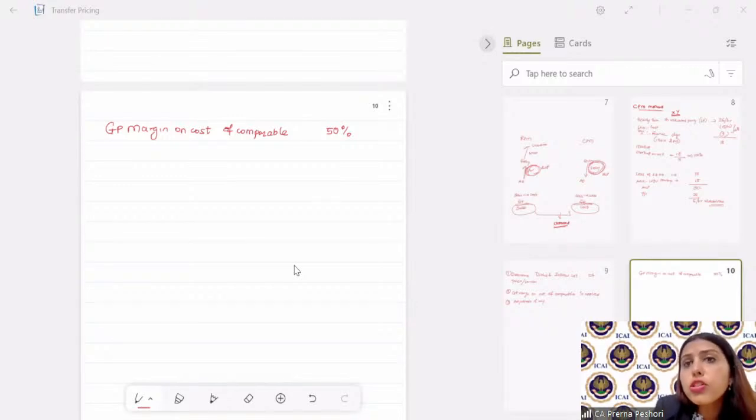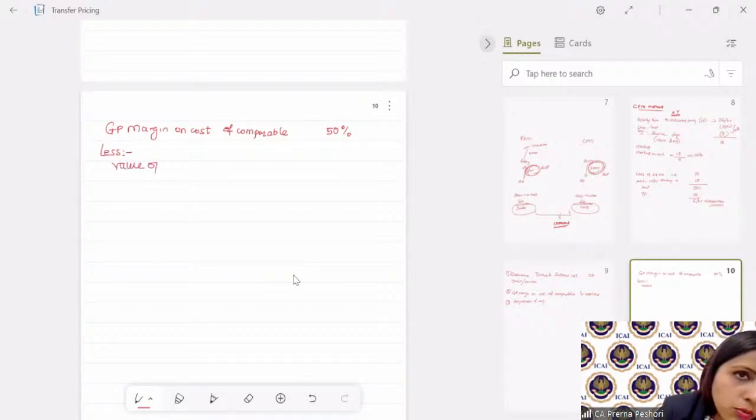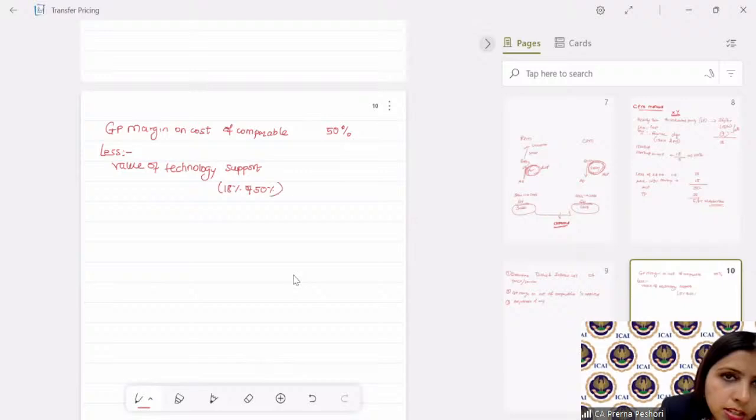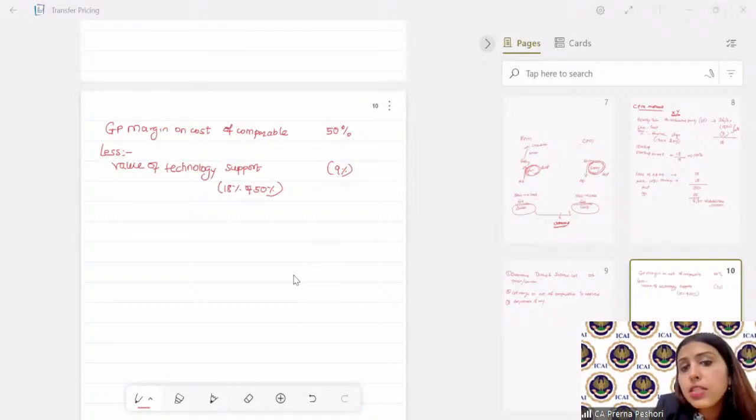particular technology support value. So less value of technology support, which is 18% of normal gross profit margin. 18% of normal gross profit margin is 50%. So 9%. Right? Because ABC is providing, XYZ is not providing it. So therefore, we need to reduce from the margin of the XYZ.